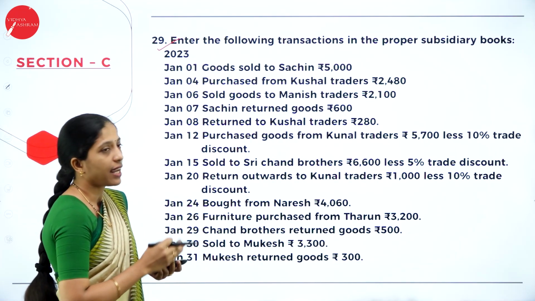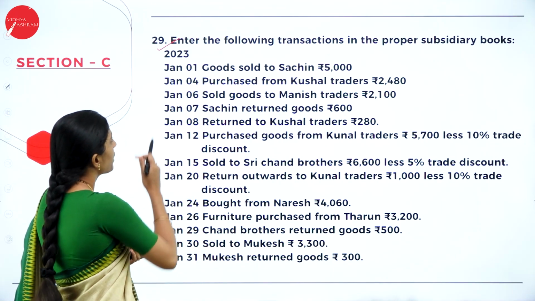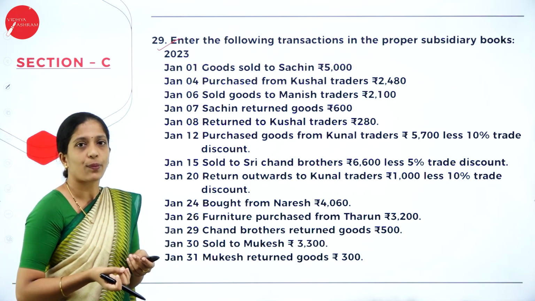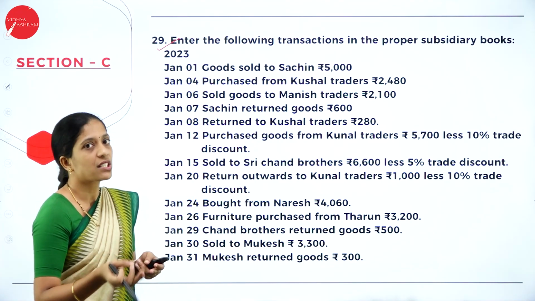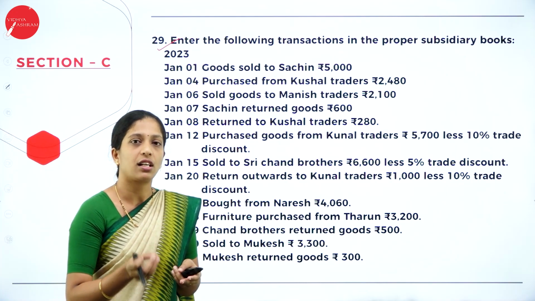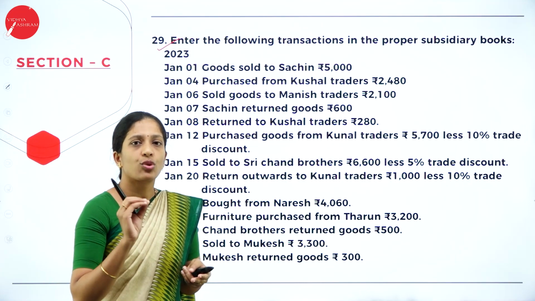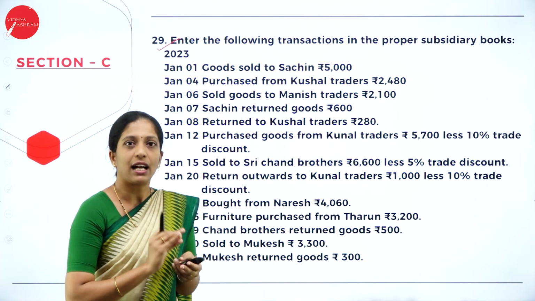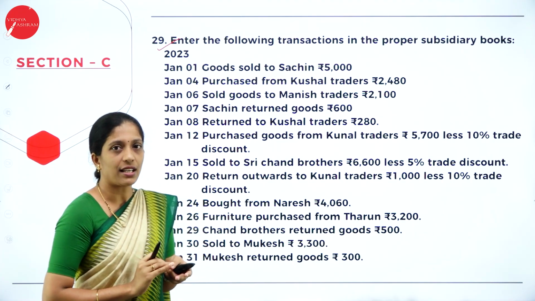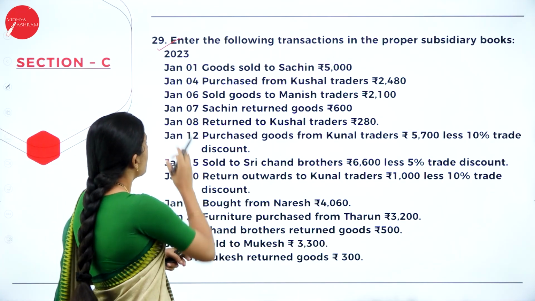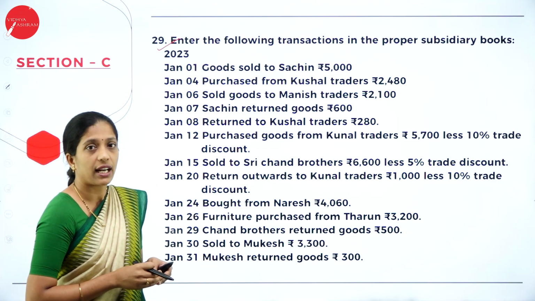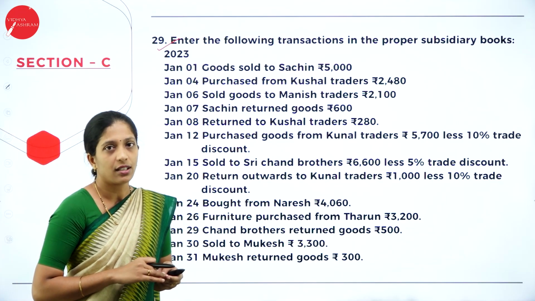Enter the following transactions in the proper subsidiary books. So we have to prepare. Normally they'll give a question on purchases book, purchase return, sales book, sales return. Very easy problem. Just you have to identify the transactions and you have to know the format. So you can easily solve. Now we shall see the transactions and identify where each transaction has to be recorded.